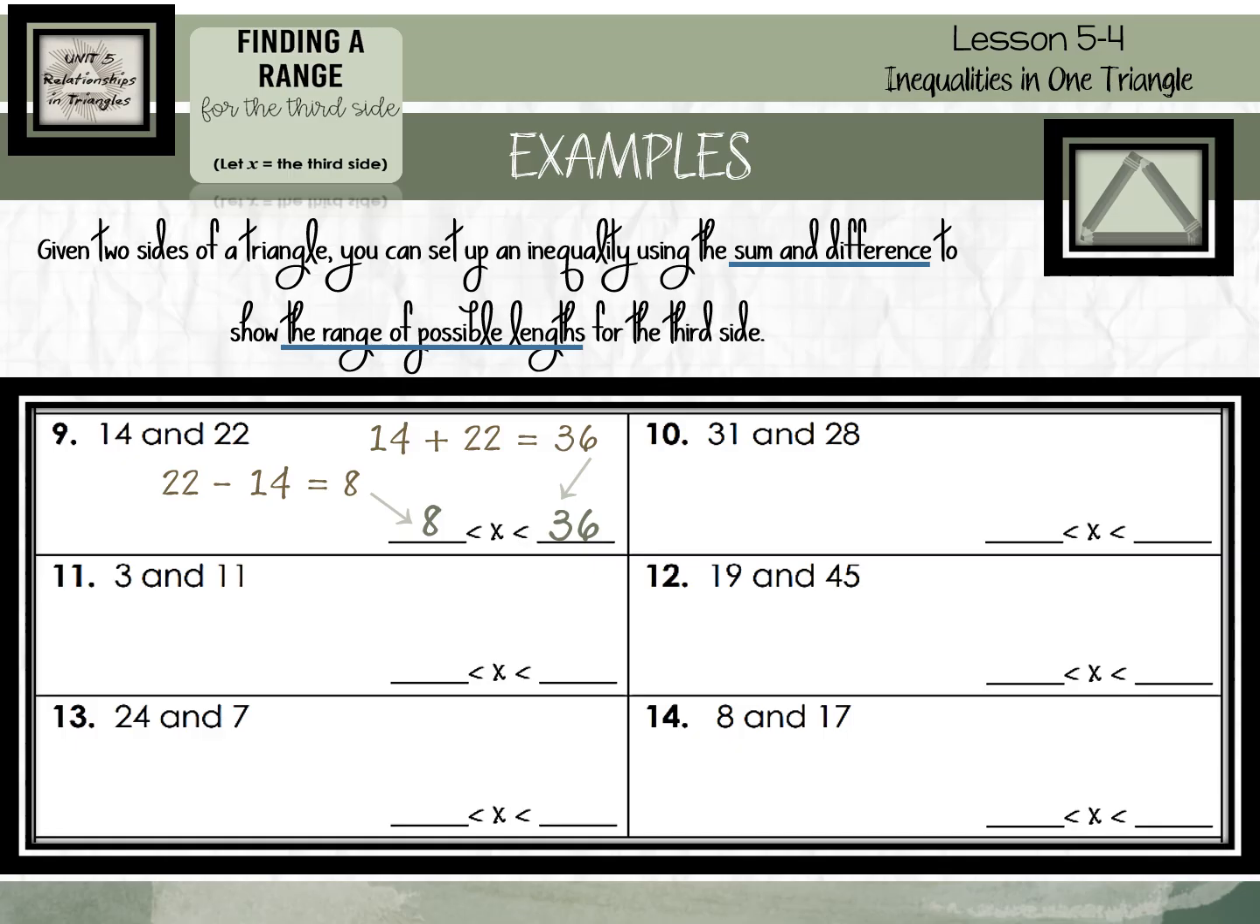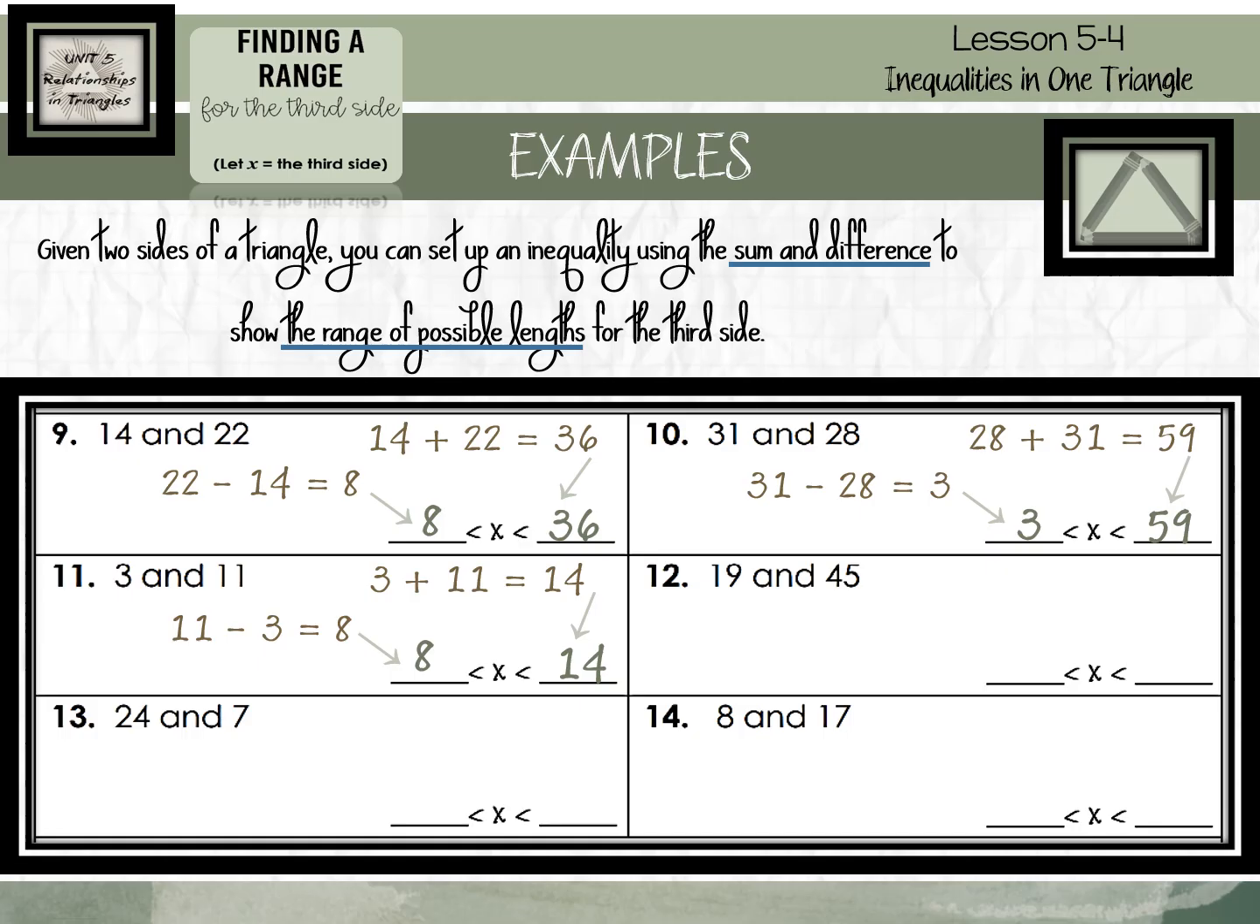Let's do the same thing for problem number 10. If we add them, we get 59. Subtract them, we get 3. So anywhere between 3 and 59, not including 3 or 59. Add them up, 14. Subtract them, 8. Third side for problem 11, anywhere between 8 and 14, not including either one.